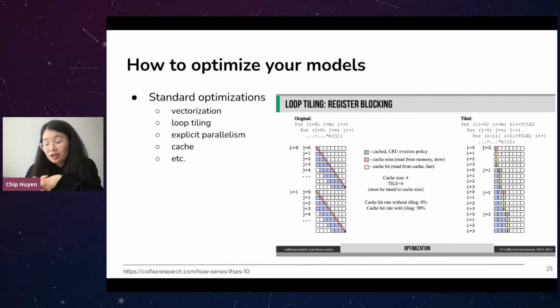One of the things I've been very curious about for a long time is how to optimize the models. There are standard compiler optimizations, for example vectorization, loop tiling, explicit parallelism, and caching. Here's a visualization of how loop tiling works. Loop tiling is when you have, say, a nested loop, and instead of computing like on the left, doing the first row and then the second row, you try to leverage the cache to do it more efficiently. So instead of doing the first row and then the second row, you can do it like on the right, and it's more efficient.